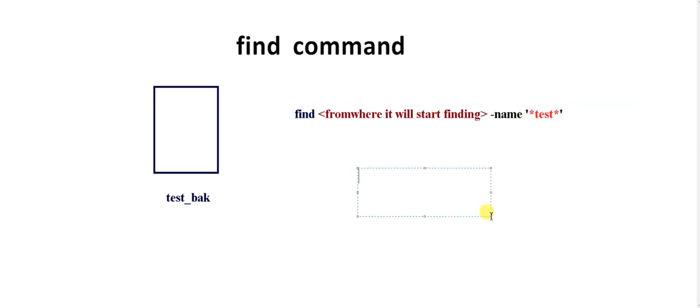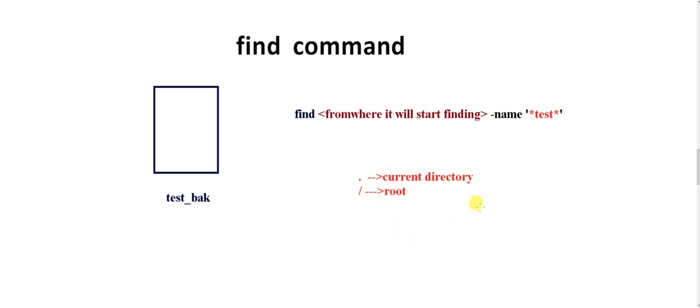Very important: a dot represents the current directory where I am right now, and a slash means root. Generally people prefer these two places to start, either from the current directory or from the beginning, meaning from the root itself.